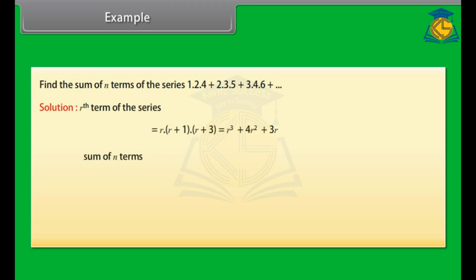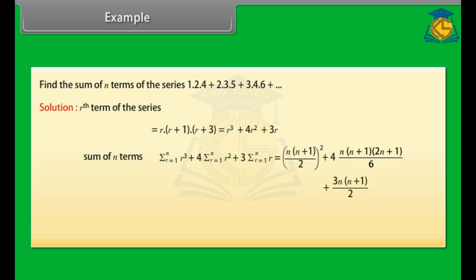Sum of n terms is equal to summation from r equals 1 to n of r cube plus 4 times summation from r equals 1 to n of r square plus 3 times summation from r equals 1 to n of r, which is equal to... On solving, we get n into (n + 1) by 12 multiplied by (3n square plus 19n plus 26).